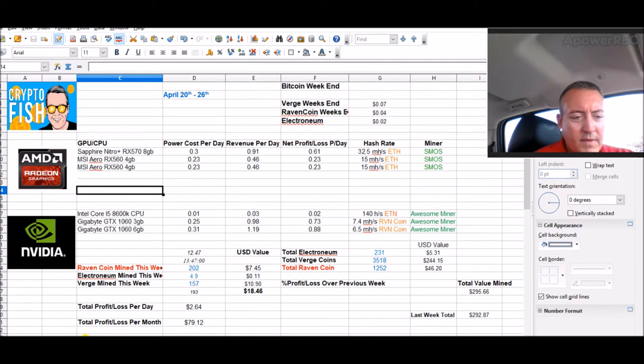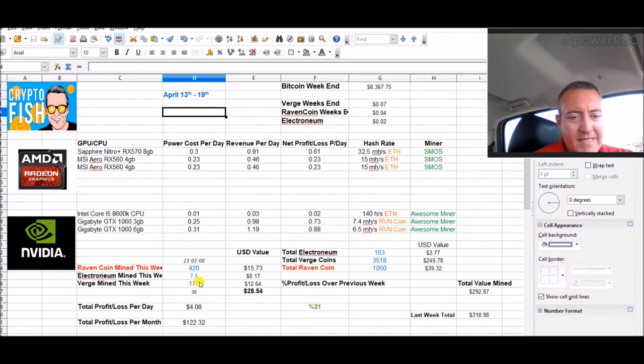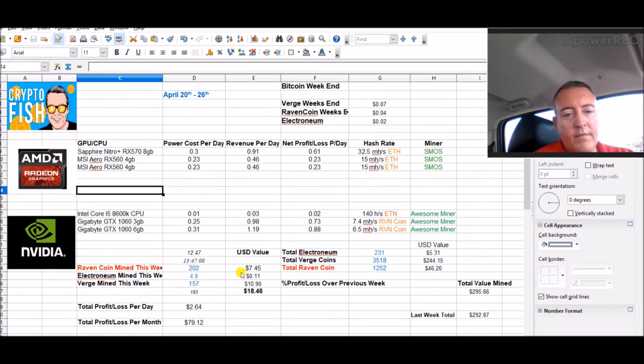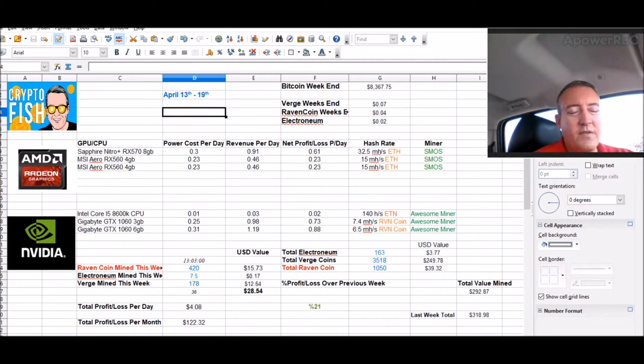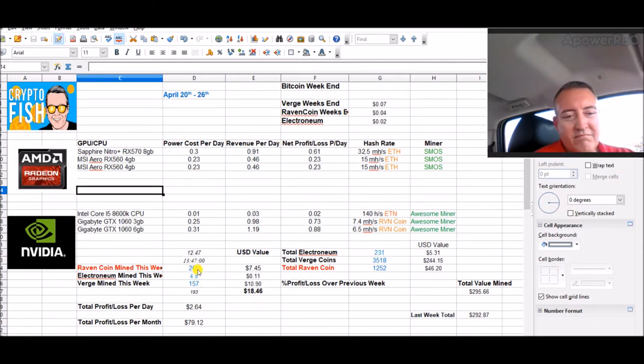Still doing good with Verge. I mean, last week was 178. This week we're at 157, so we should break last week's mark. We had 420 Raven. It'll be close. I don't know if we'll get 420 Raven this week, but we'll give it a shot.